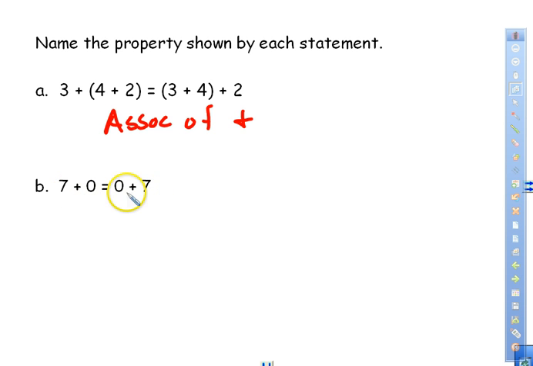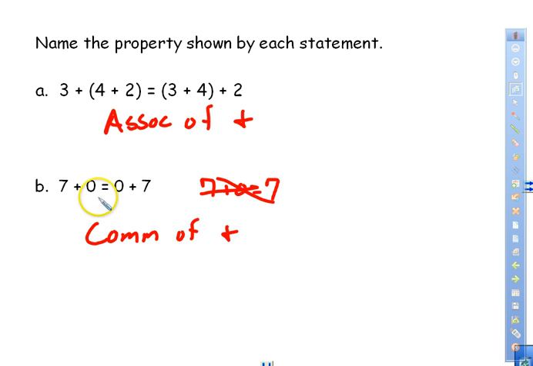Okay, and for letter B, this is going to be since 7 plus 0 equals 0 plus 7. Again, this is just a simple order that is flipped around. Some of you might have used identity property. Remember, identity property would have been 7 plus 0 equals 7. So be careful with that. That was kind of a trick question. It is not identity property of addition. In this case, it is going to be commutative property of addition as well, because we only messed with the order where we flip these around.